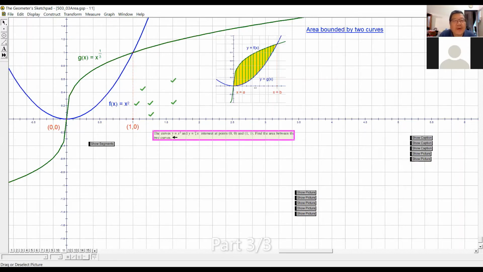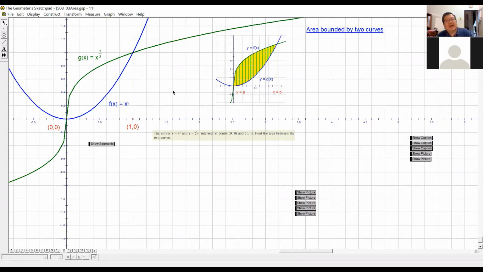Two curves, y equals x squared and y equals cube root of x, intersect at points (0, 0) and (1, 1). Find the area between the two curves. Okay, so there are two curves, one at the top, y equals cube root of x, and at the bottom, y equals x squared.